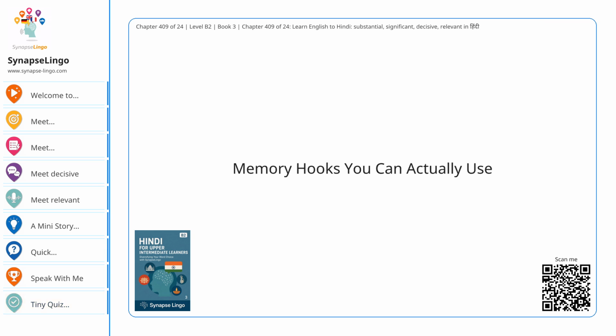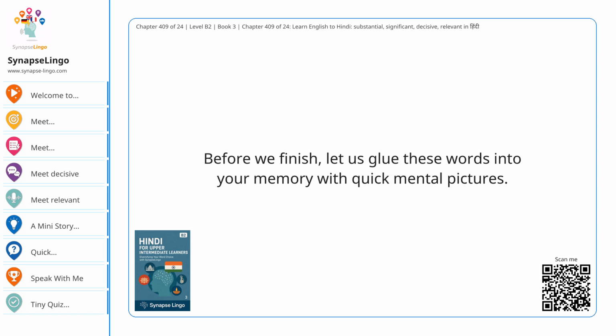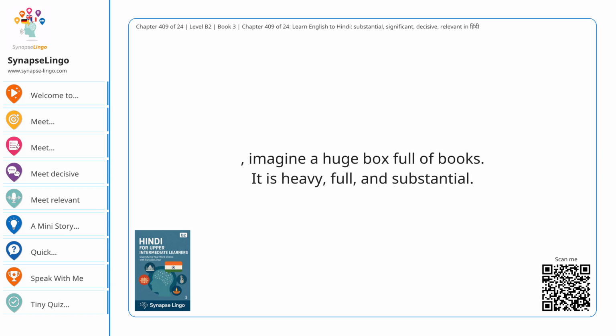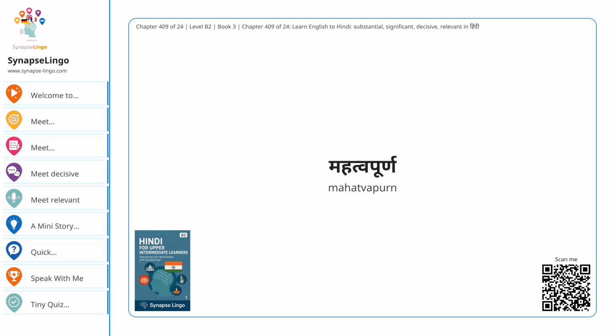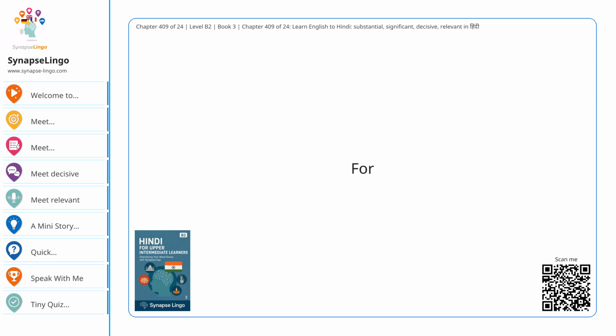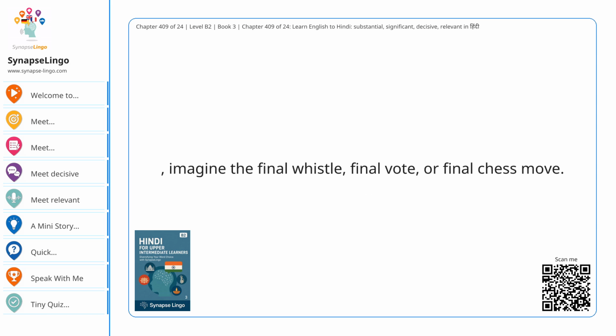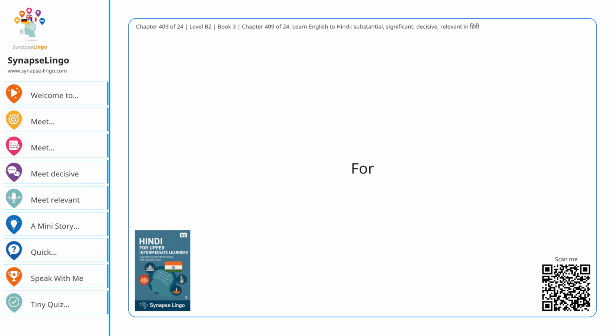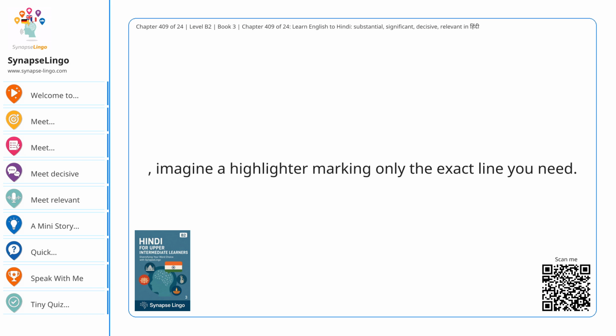Memory hooks you can actually use. Before we finish, let us glue these words into your memory with quick mental pictures. पर्याप्त. Imagine a huge box full of books. It is heavy, full, and substantial. महत्वपूर्ण. Imagine a golden stamp on an important document. निर्णायक. Imagine the final whistle, final vote, or final chess move. प्रासंगिक. Imagine a highlighter marking only the exact line you need.